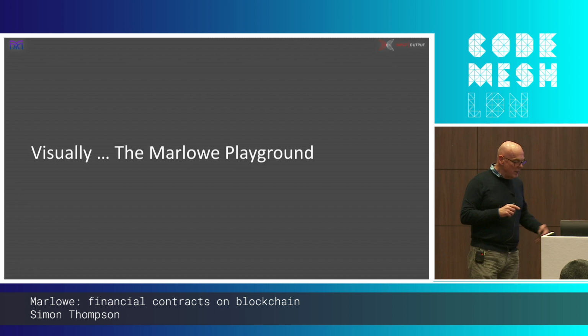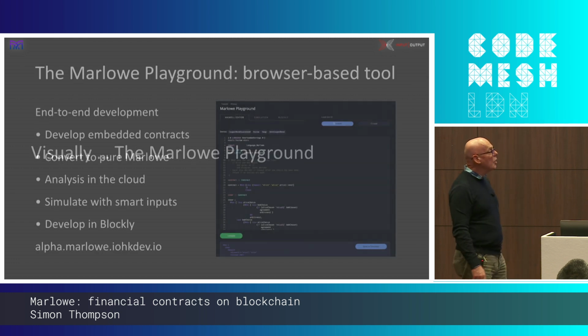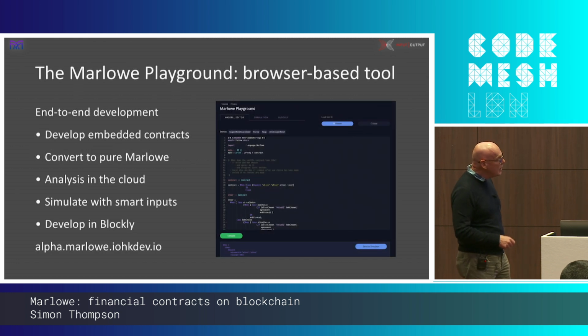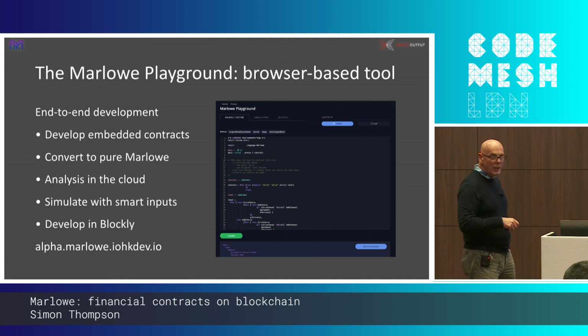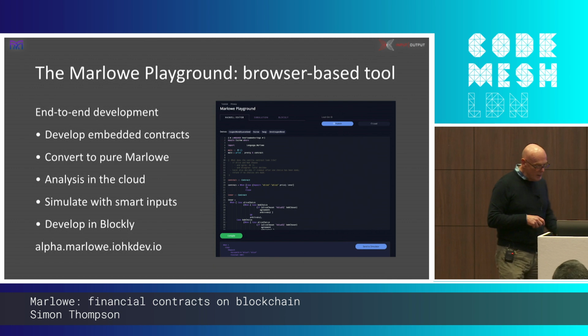Okay, so how much time have we got? We've got a way of working with this online. We've got this thing called the Marlowe Playground, which is a browser-based tool that allows us to develop contracts in Haskell, convert them to Marlowe, simulate them, analyze them, and also we can develop them in Blockly too. And there's the URL.